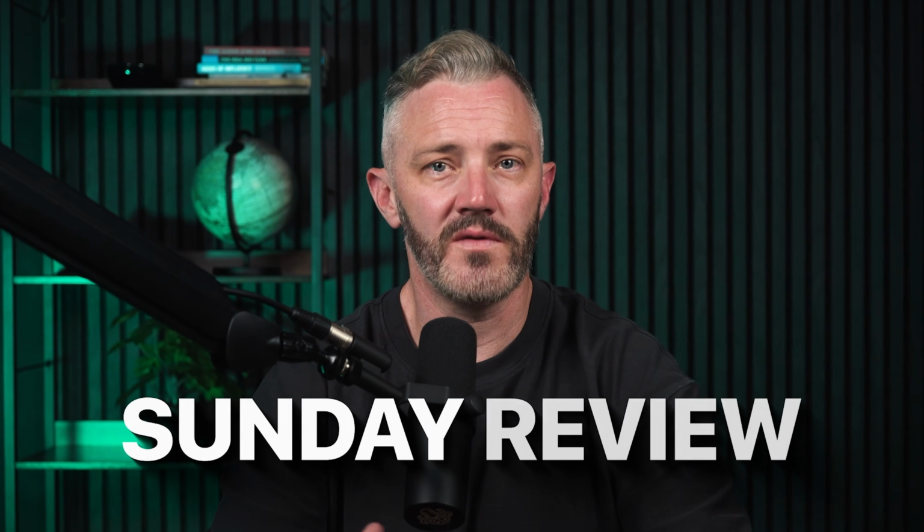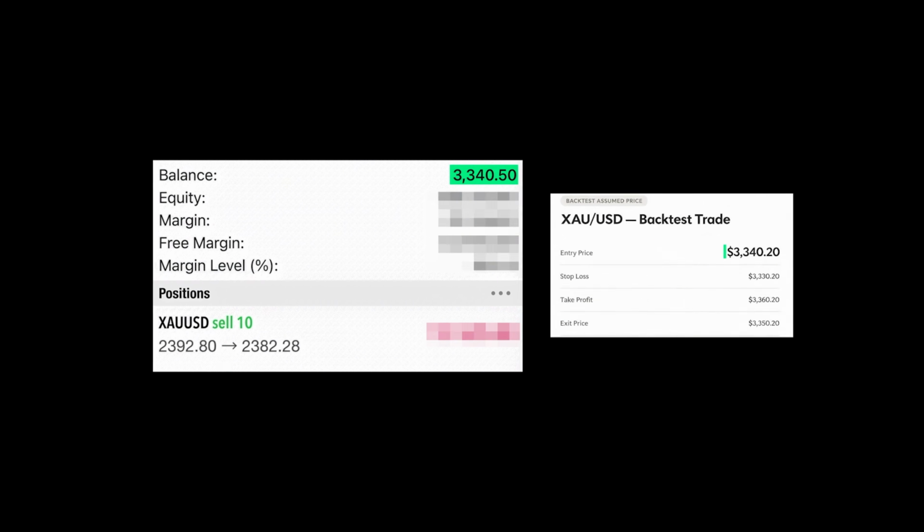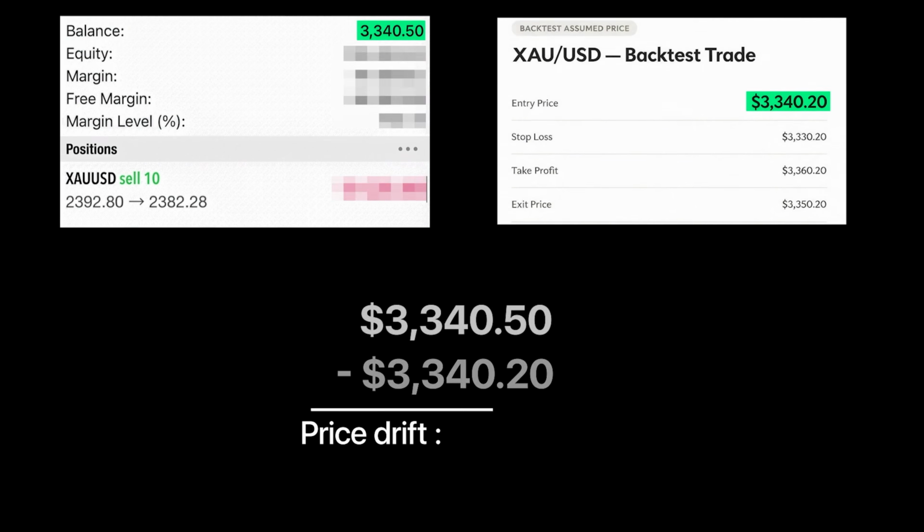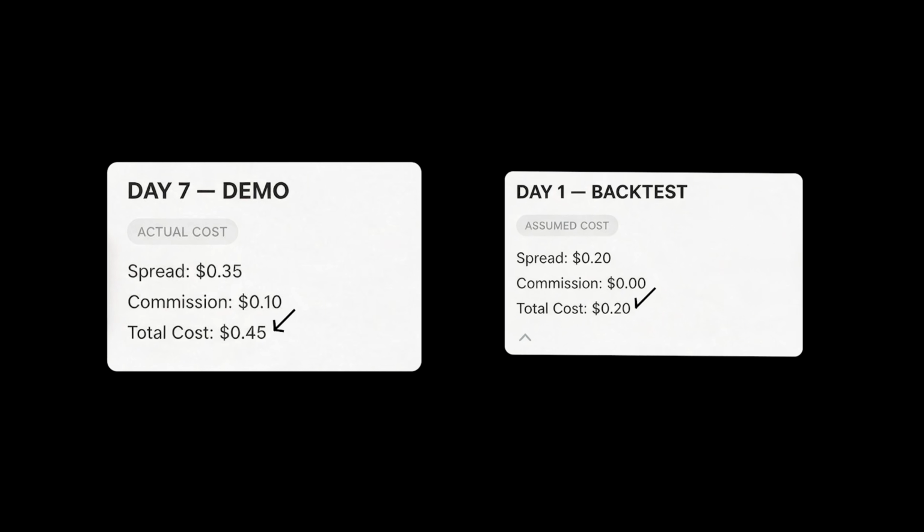Then came Sunday, review. And this part matters because set and forget is a real myth. The real job on day 7 is 1 honest hour spent checking 3 things. First, the fills: the prices the demo account actually got, held up against the prices the backtest assumed. If those two drift apart, the edge you tested is different from the edge that you're trading. Second is the cost: the spreads and commissions on every real fill checked against what we charged the system in testing on day 1. Third, the behavior.